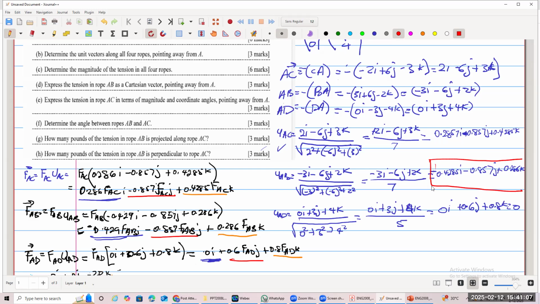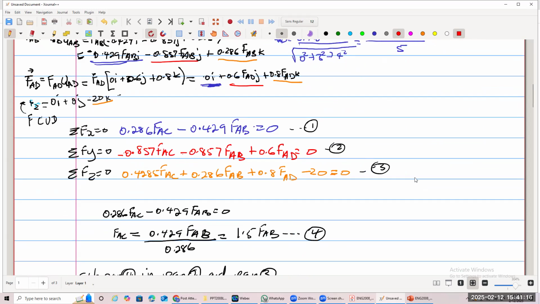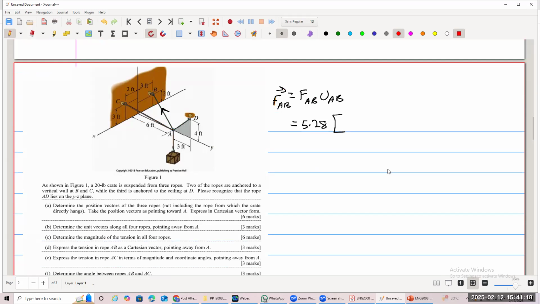Could you just use, like in question C, the FAC equals FAC thing? Or FAB. Yeah, the FAB. So like the 5.28 times the unit vector. Yeah, the unit vector. Then you get the I, you get the J, and you get the K. Yes, so the unit vector.